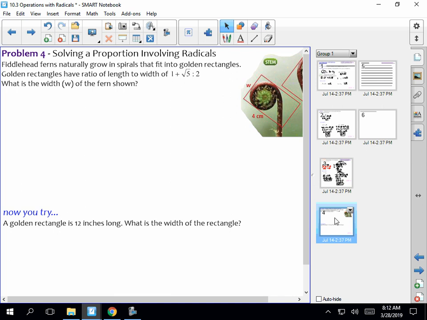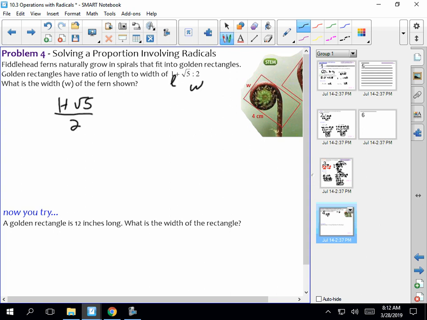It says fiddlehead ferns naturally grow in spirals that fit into golden rectangles. Golden rectangles have a ratio of length to width of (1 plus root 5) over 2. So we've got length to width of (1 plus root 5) over 2. And so I'm going to set up what's called a proportion. This is going back to last semester.